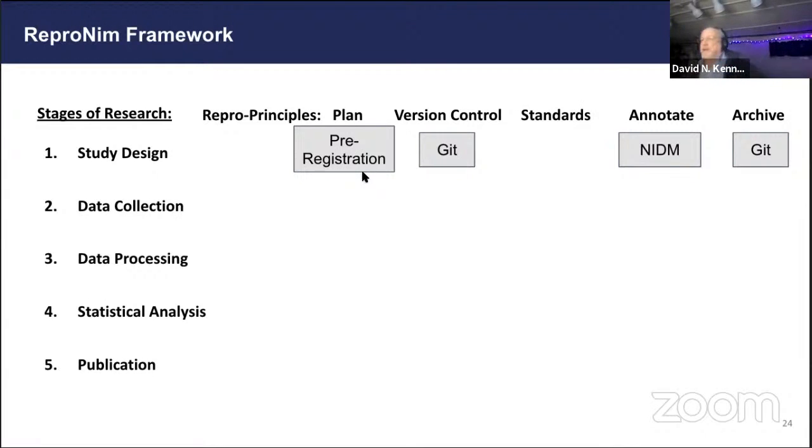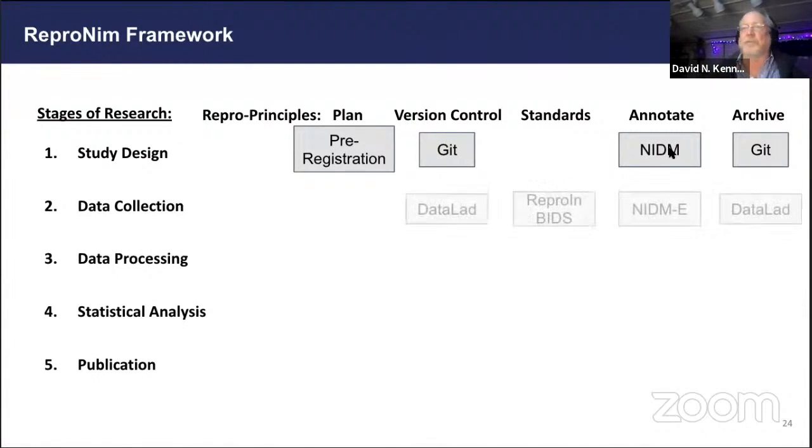So in terms of study design, in the planning stage, you might really encourage pre-registration. Version control really cuts across everything. As you do your study design, that may evolve. We better understand why and when it evolves so that you know what it is you end up doing. And there's annotation that can be done with the neuroimaging data modeling.